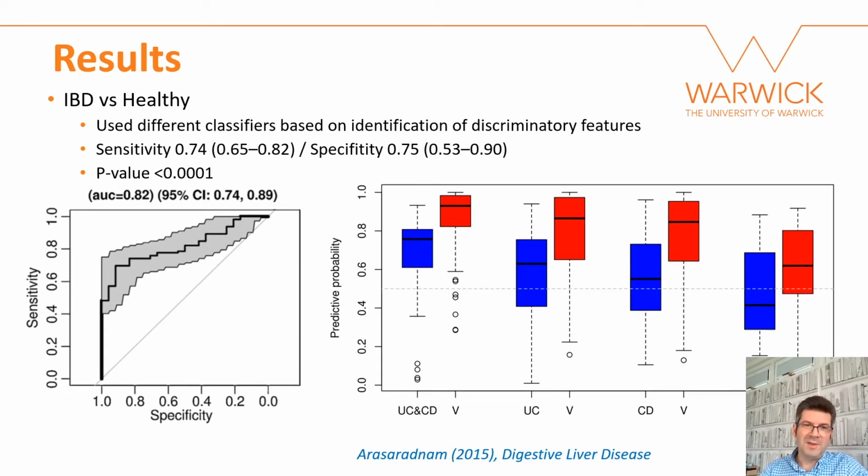So UC and CD versus volunteers, so this is IBD versus volunteers. It's looking pretty good. We can separate them pretty well. But what you discover down here, this is UC versus CD, is it's not so good. This isn't massively surprising, because both diseases are inflammatory conditions. Separating the two apart is very hard, and it might simply be to do with the magnitude of the inflammation.